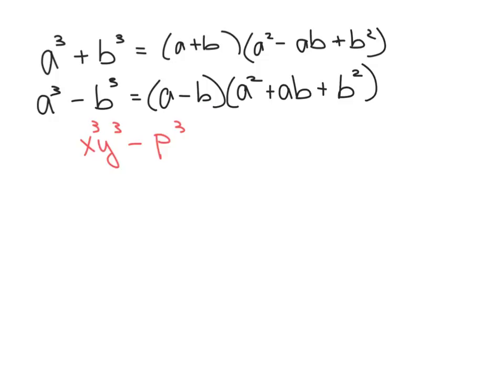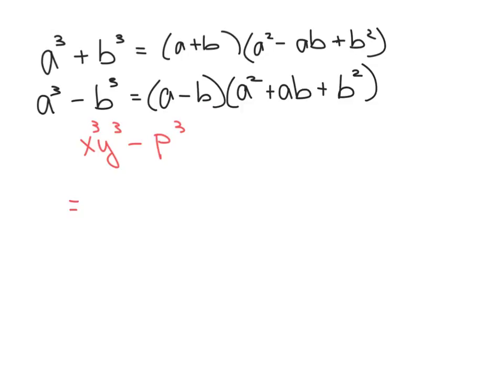First thing we're going to do is look at the first term and say, can I take the cubed root of this? Well, the cubed root of x cubed is x, cubed root of y cubed is y. So we can take the cubed root of that. Can I take the cubed root of that? Cubed root of p cubed is p. Okay, so I've got that. First thing I'm going to do is determine what my a is. My a is all of this. My b is all of this. In this case, it's just a p.